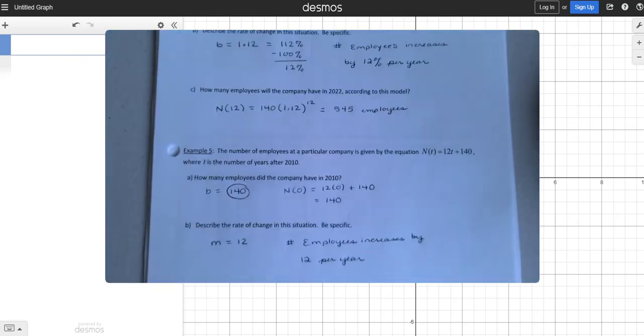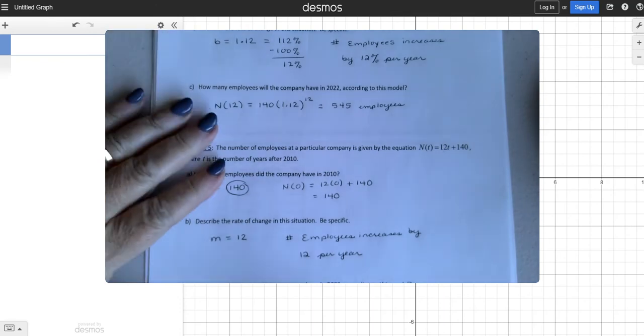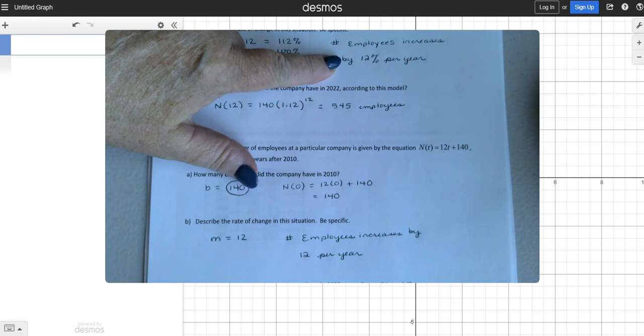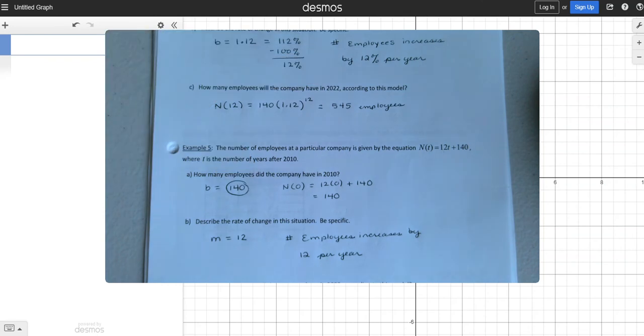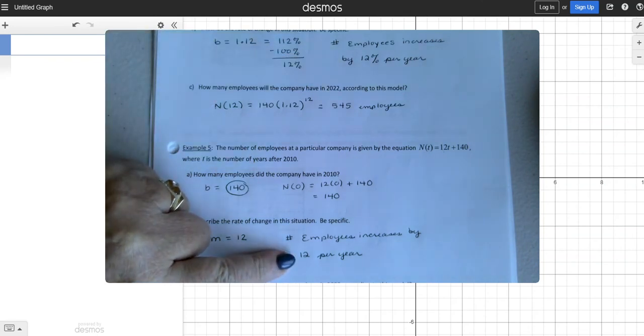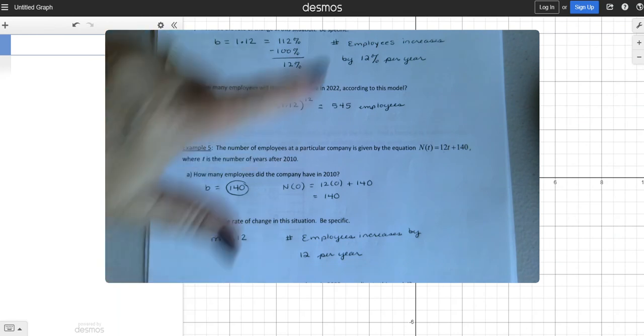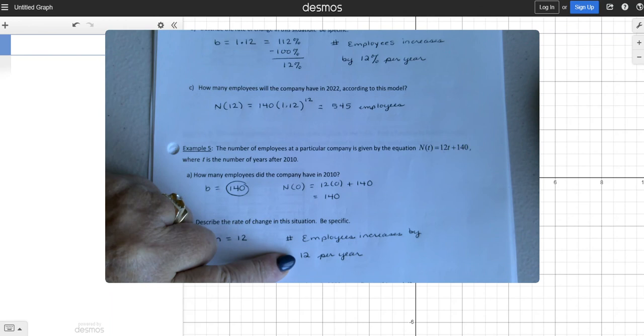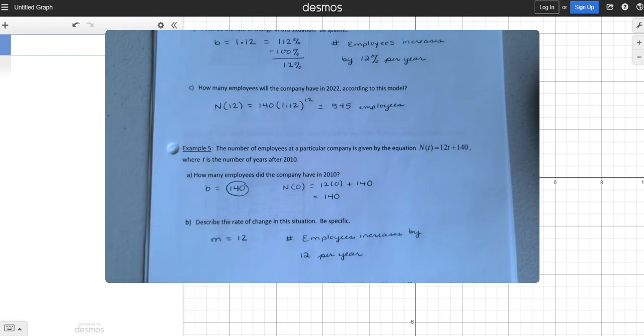And notice how similar these statements are, and yet they mean something completely different, right? Here the number of employees increases not by 12 people, but by 12% every year. Here we have literally 12 more people every year. Constant relative growth rate, constant absolute growth rate. And then finally, we're going to predict how many employees in 2022.